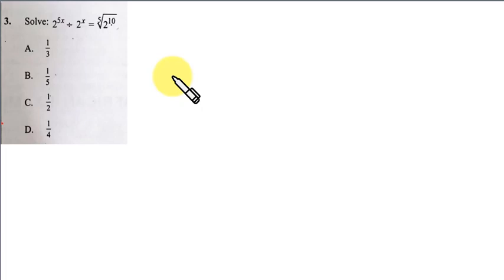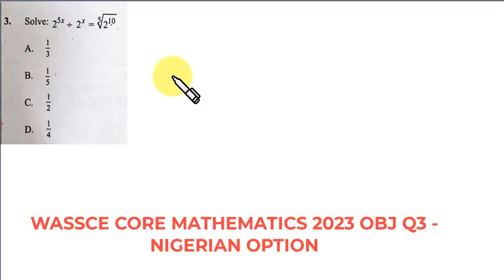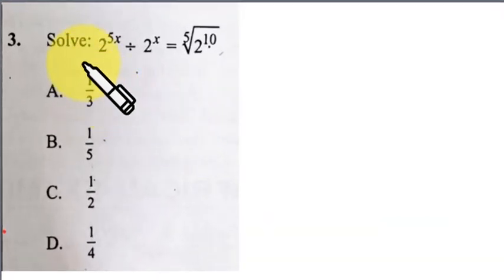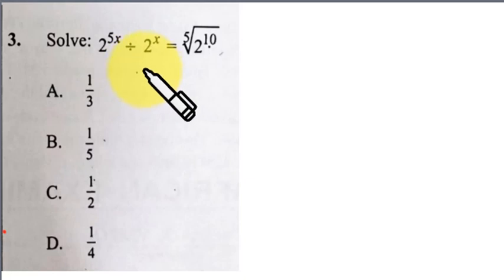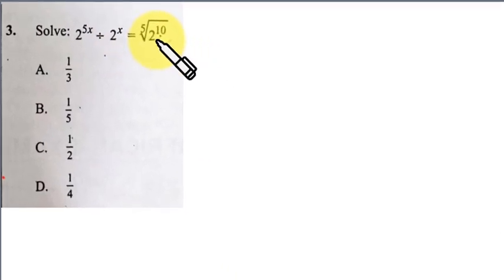In this video, we'll look at the WASSCE 2023 question number 3, OBJ, the Nigerian paper. It says solve 2 raised to the power 5x divided by 2 raised to the power x equals the fifth root of 2 raised to the power 10.